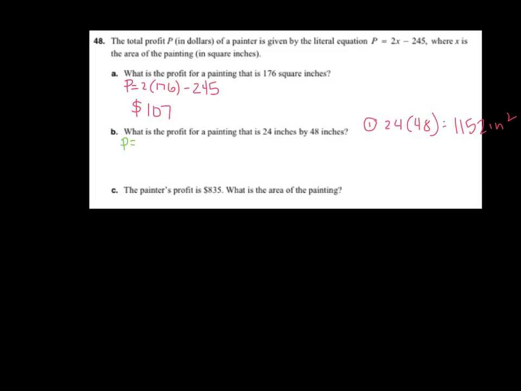Now I can use that value in the equation to find the profit. So I know that the profit has to equal 2 times the area, which is 1,152, minus 245. So notice this second part looks exactly like what we did on the first problem. So I'm subbing in those values, and I find out that the profit on this one would be $2,059. Okay? All right, so the first 2 problems, they gave me the square feet, or I found it and put it in, and I was looking for profit.